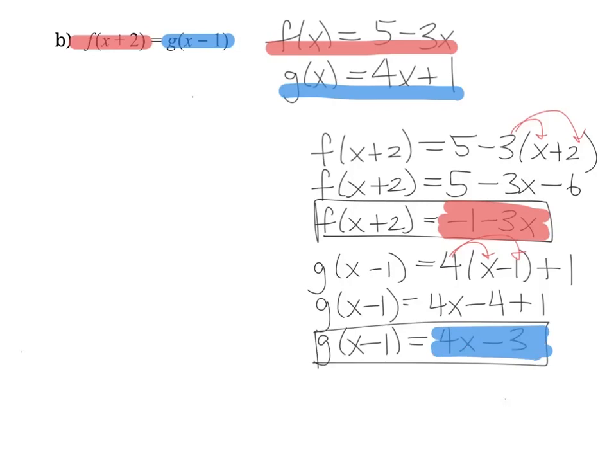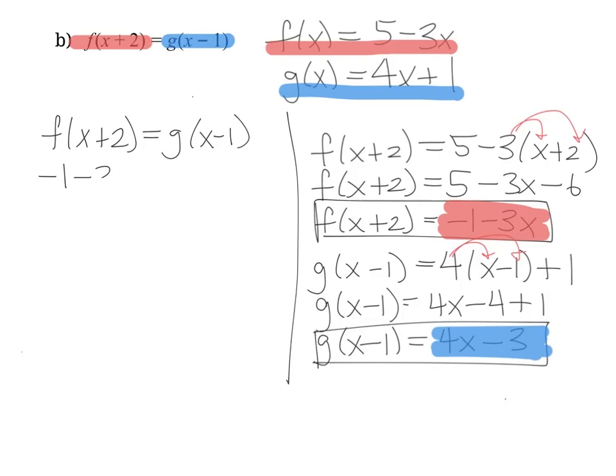So now we can do a quick substitution. So let's rewrite this question. We're really looking for f of x plus 2 is equal to g of x minus 1. I'm just going to put a line here so we don't get confused. I'm going to replace f of x plus 2 with negative 1 minus 3x. I'm going to replace g of x minus 1 with 4x minus 3. Okay, so instead of f of x plus 2, I've got negative 1 minus 3x is equal to g of x minus 1, which is just 4x minus 3.